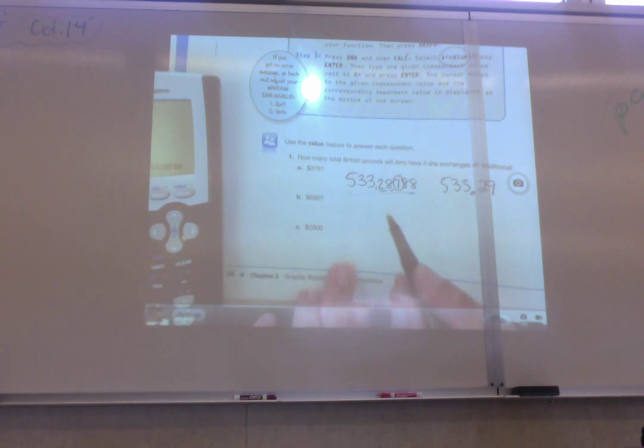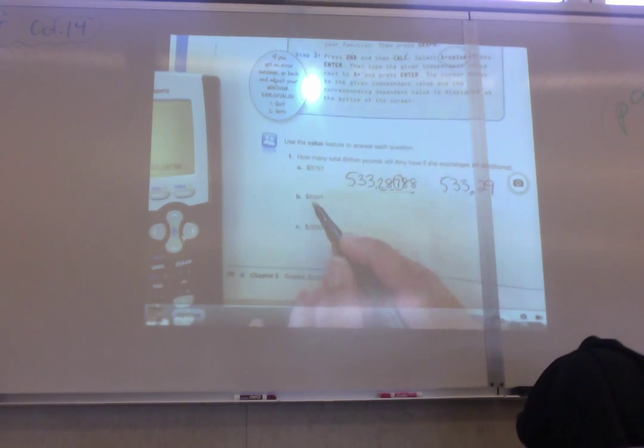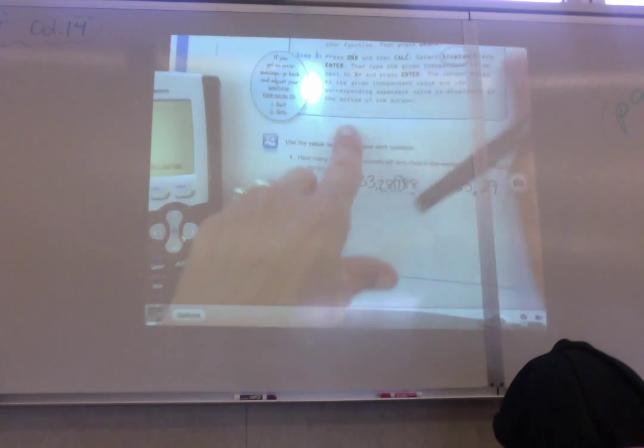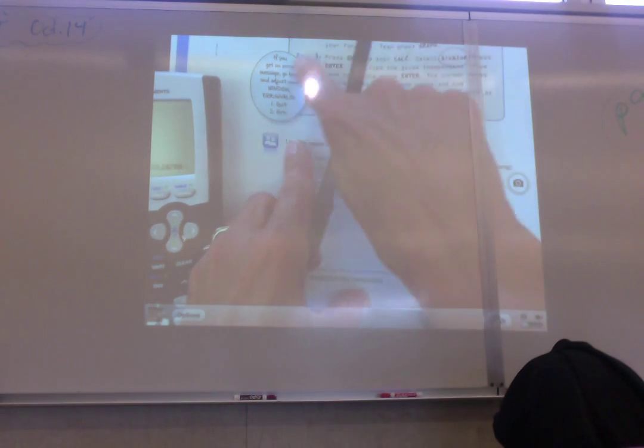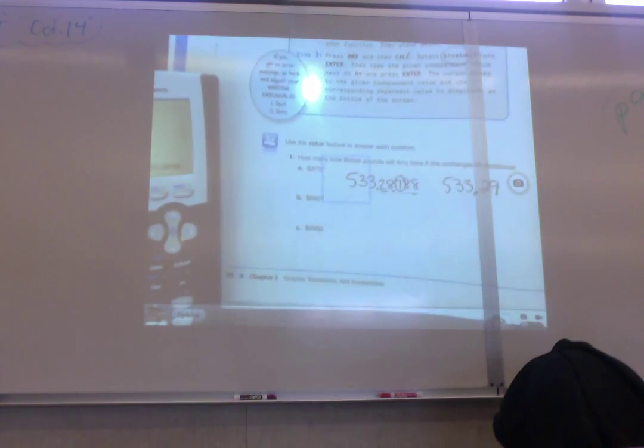Okay, you guys do B and C. Again, the steps to how to do it are right here in step 3. I'll walk around while you're looking at those values. Find the answer for B and C.